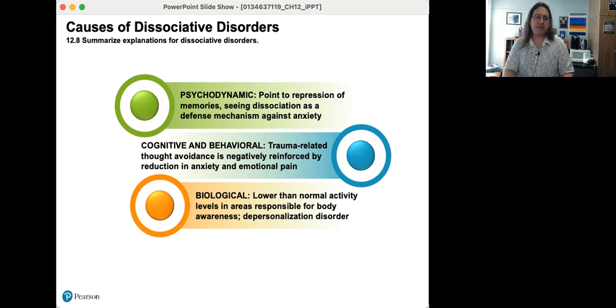So the psychodynamic model gives an explanation. It points to the repression of memories. As you remember, Freud talked about events becoming so painful that a person had to repress those memories and step away from any of that, stating that they don't recall anything that happened. So that's psychodynamic. Cognitive behavioral is trauma-related thought avoidance negatively reinforced by reduction in anxiety and emotional pain, meaning that avoiding something or avoiding thinking about something tends to be more pleasurable than actually dealing with it. So that's a cognitive behavioral model.